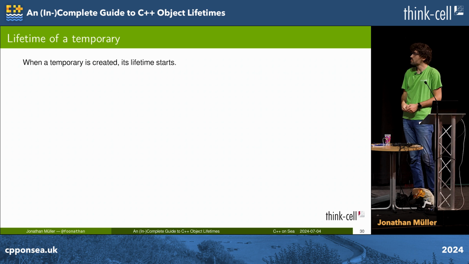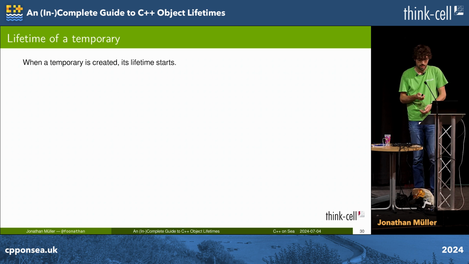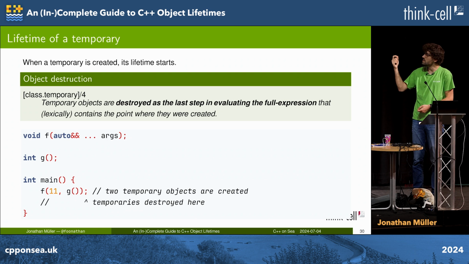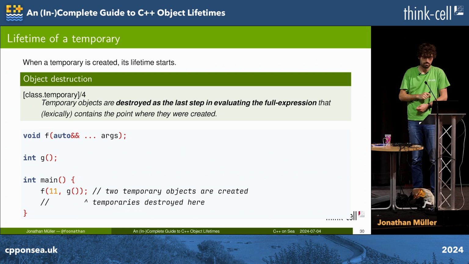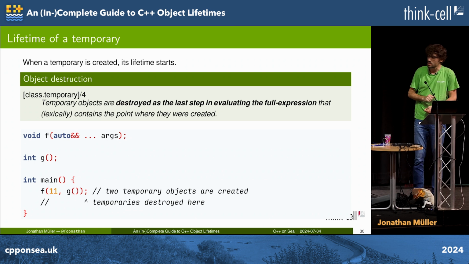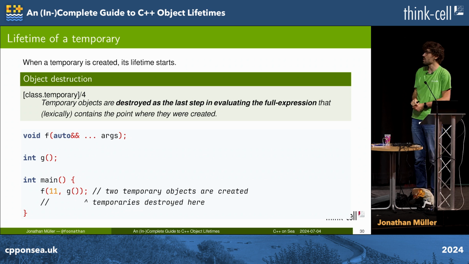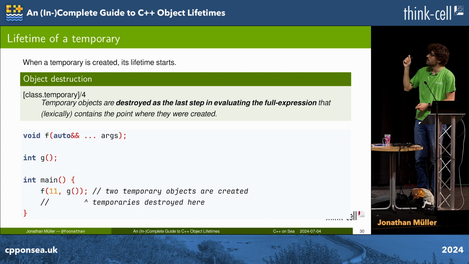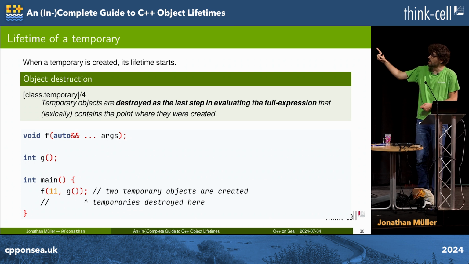And as soon as we create a temporary, we also start its lifetime. Interesting is when the lifetime ends. So temporaries are destroyed as the last step of evaluating the full expression. So here we've got the function f, which takes a bunch of references in order to force temporary creation. And then we have a function g, which returns a PR value. And then we call f with the value 11 and the PR value. So this creates two temporary objects in order to make the call work. And those temporaries are destroyed in the last step of evaluating the full expression, in other words, at the semicolon.